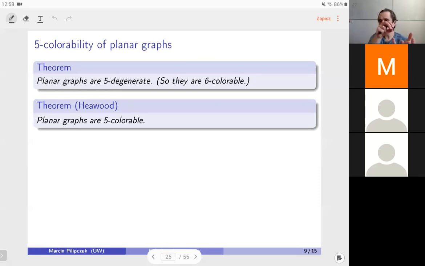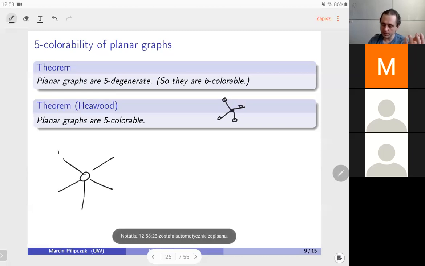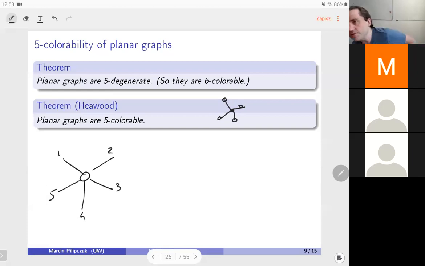If this vertex has degree at most 4, there are only 4 colors used among its neighbors, so there's always a 5th color for it. The only problem is when we put this vertex back, and having colored the rest by induction, its neighbors have 5 different colors. Without loss of generality, they are colors 1, 2, 3, 4, up to 5, in this order around the vertex in the plane embedding, and now we don't have a free color, so we are in a difficult position.